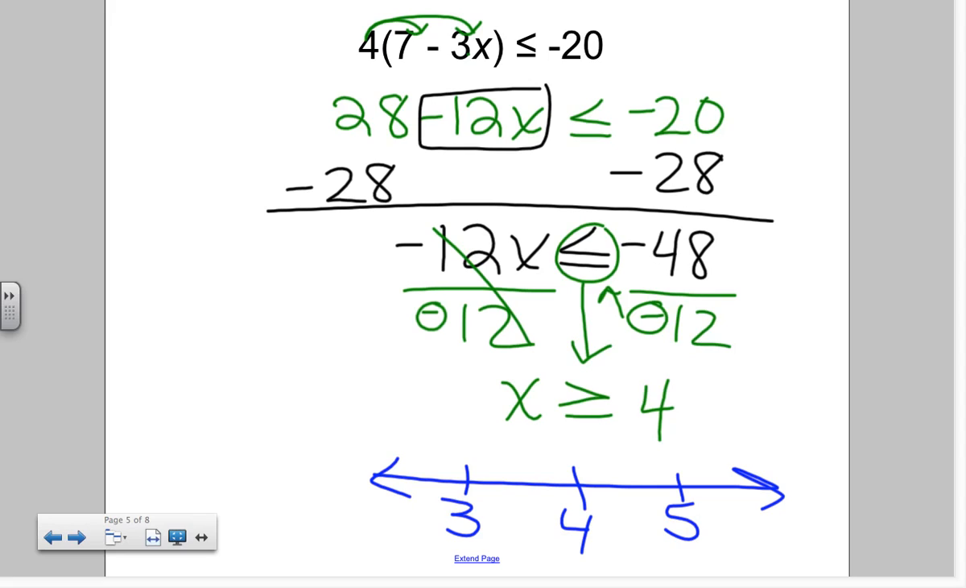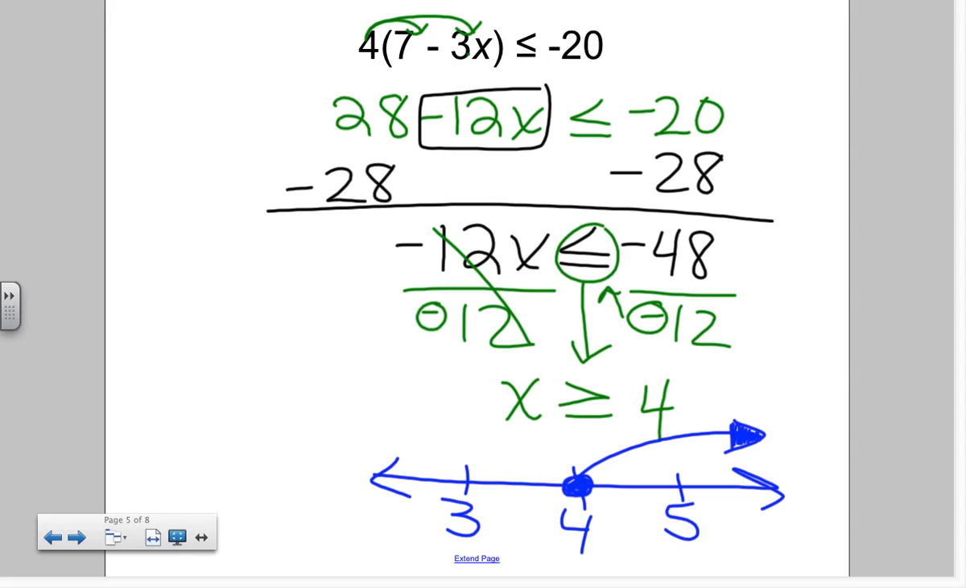Let me handle this. And do we have an open or closed dot? Closed. And is the arrow going right or left, Sydney? Did you flip it? Did you forget to flip? I forgot the negative, so I see it.